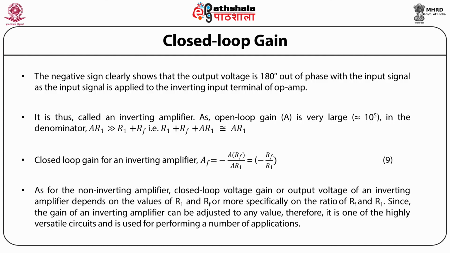As for the non-inverting amplifier, the closed loop voltage gain or output voltage of an inverting amplifier depends on the values of R1 and Rf, or more specifically on the ratio of Rf and R1. Since the gain of the inverting amplifier can be adjusted to any value, therefore it is one of the highly versatile circuits and is used for performing a number of applications.